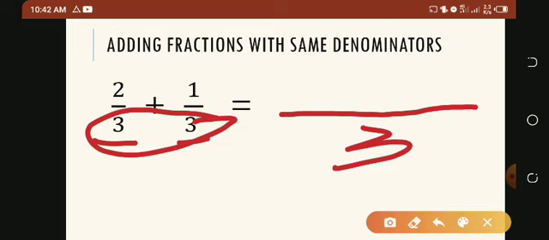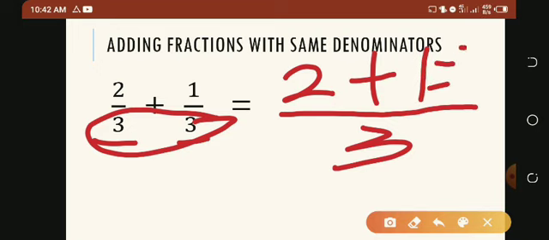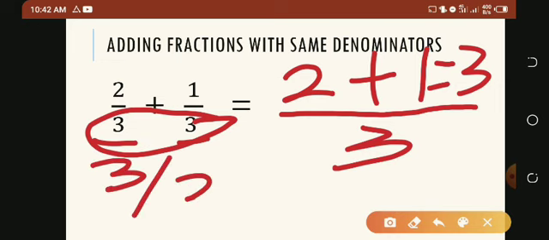Then up you say 2 plus 1. That's what we have here. And your answer is 3. So your final answer is 3/3. I don't want to go further to say it is equal to 1, but your final answer is 3/3.